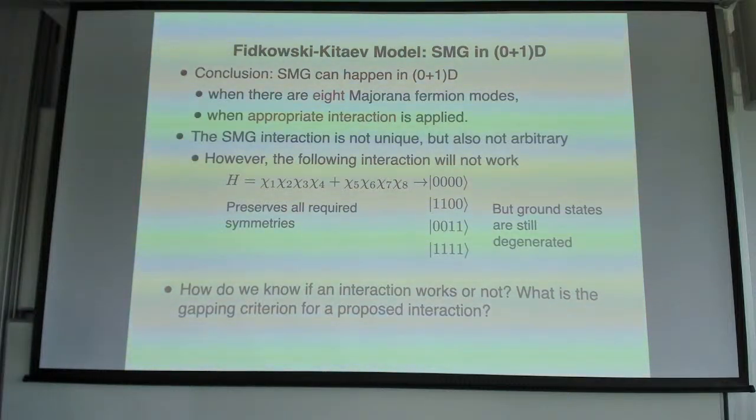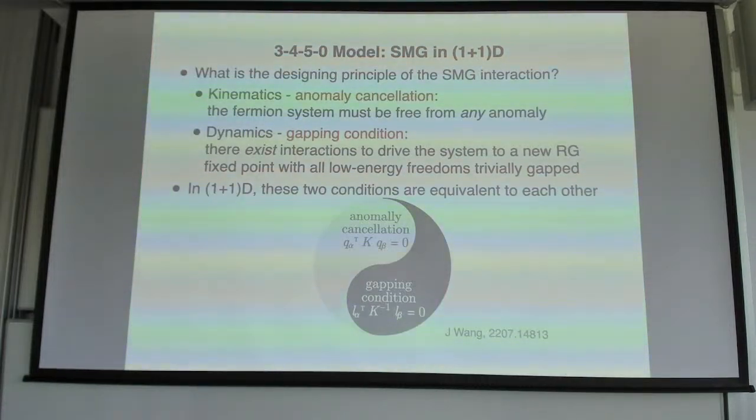But it also generates some other interaction that competes with the interaction you want to use to gap the system. And the result of competition directs the RG flow to some other directions. So you don't reach the fixed point you want. So that's still a subtle problem in higher dimension. So that's why this becomes a problem. And this is one research direction: try to understand what's the design principle of SMG interaction.